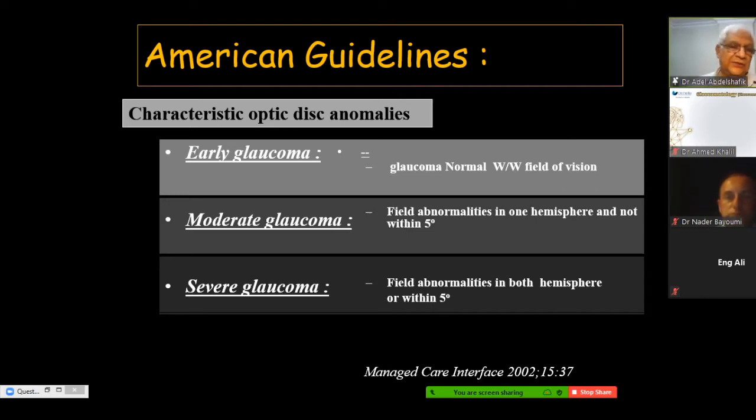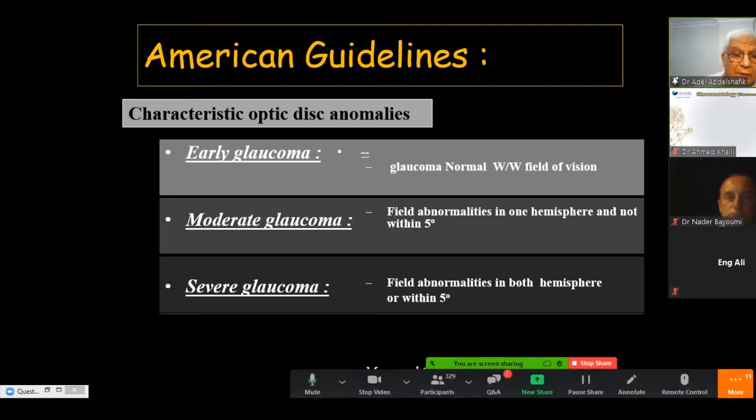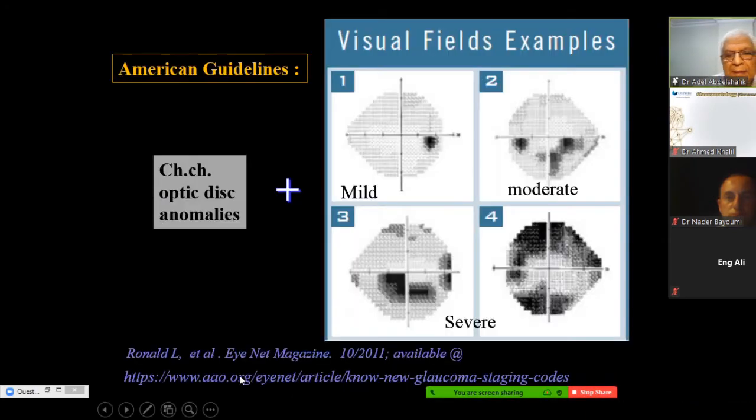As you can see, they just get the optic disc anomaly out of the way. They depend totally on the field to put the patient as either pre-perimetric glaucoma in the early stage, or moderate or severe glaucoma. So if you have a totally free field but with disc changes, they consider this mild or pre-perimetric glaucoma. Moderate if you have changes in one of the two hemifields, but the central part is not affected. If there is involvement up and down, or involvement of the center, then this is severe.